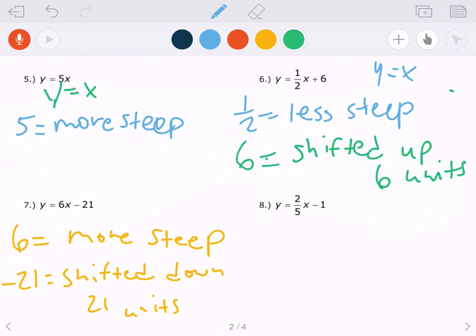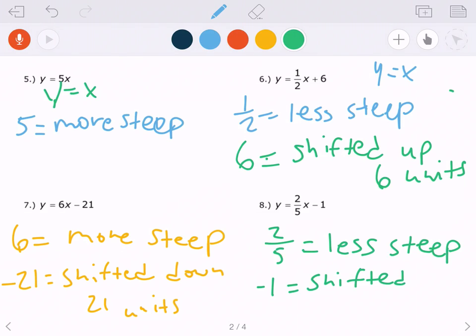And then number 8, a slope of 2/5, so up 2 over 5, is going to be less steep again than the parent function. And a y-intercept of negative 1, that line compared to the parent function is going to be shifted down 1 unit. So again, look at the slope, look at the y-intercept, and talk about how the slope affects the steepness and how the y-intercept either shifts the line upward or downward.